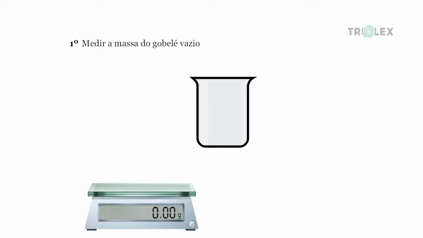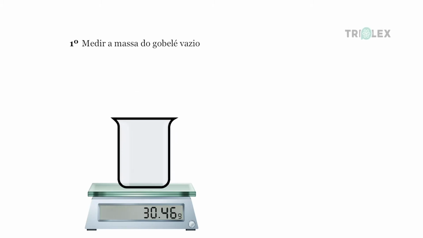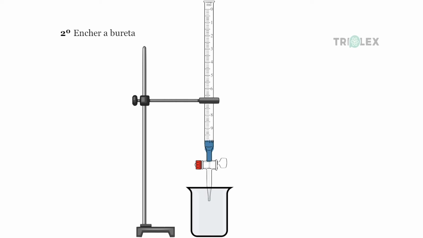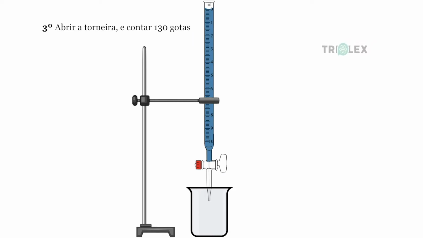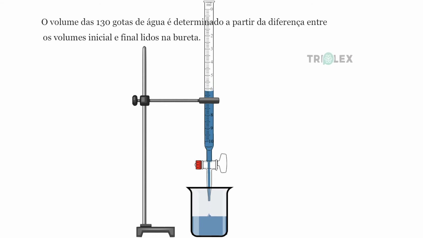First, let's weigh the empty beaker and record the numbers we read on the balance. Now, we fill the burette with water until the meniscus is lined with 0 milliliters. Then, we open the burette's clamp and dispense 130 drops of water. The volume of these drops is equivalent to the variation between the initial and the final volume of water in the burette.